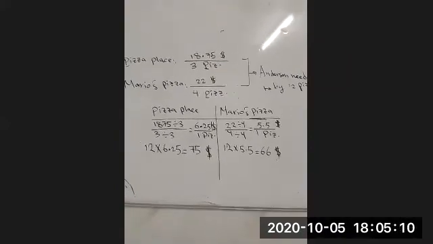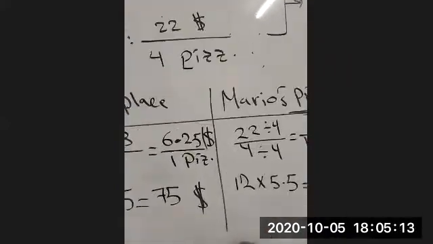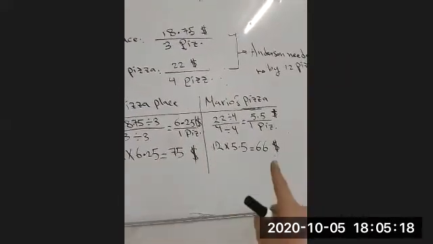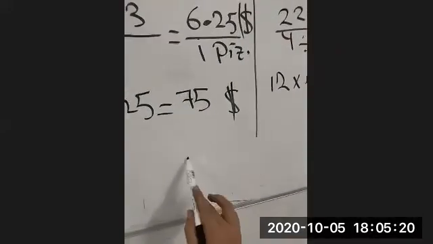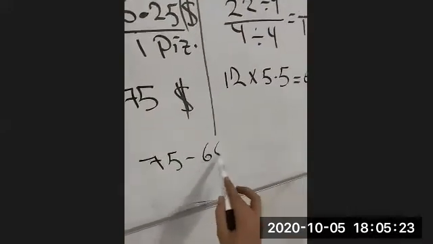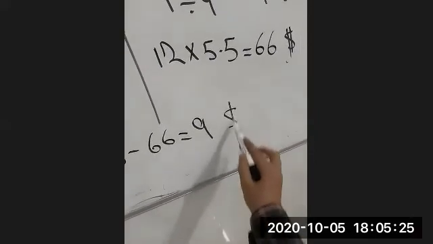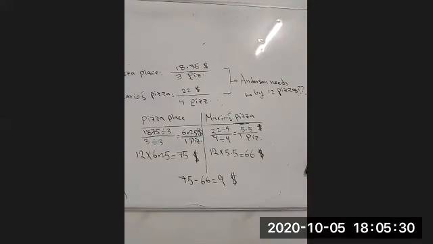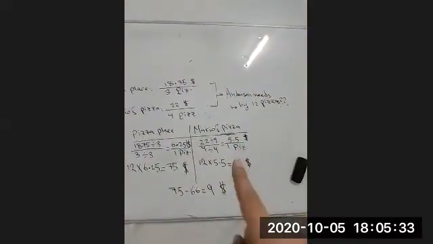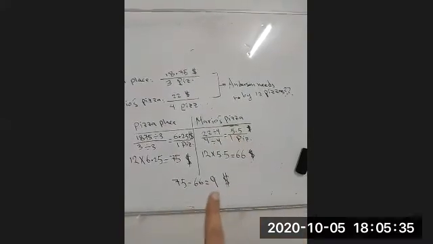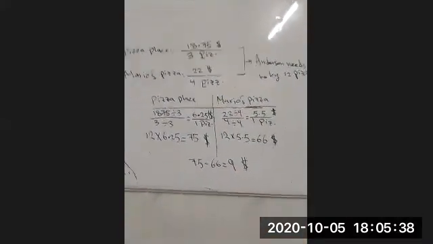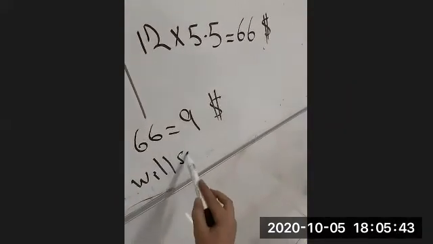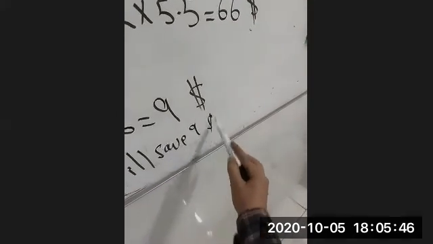What will we do to know how much he will save? 66 minus 75, no, 75 minus 66. The bigger minus the smaller. Got it? 75 minus 66 is 9 what? $9. So Anderson, if he buys from Mario's, he will save how many dollars? $9. Yes, let's write he will save $9. This is question 1.